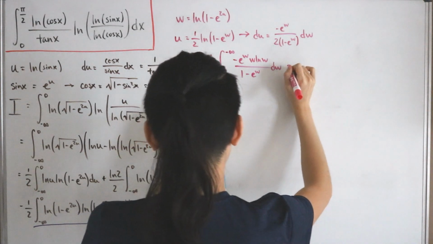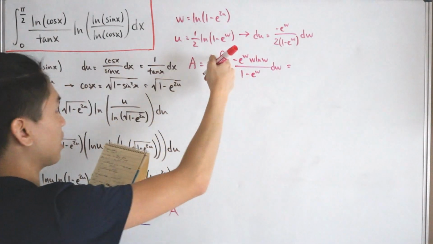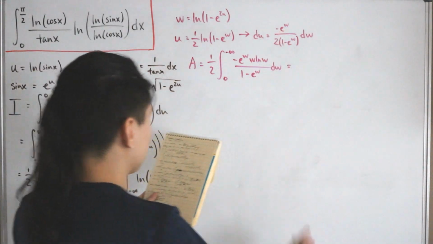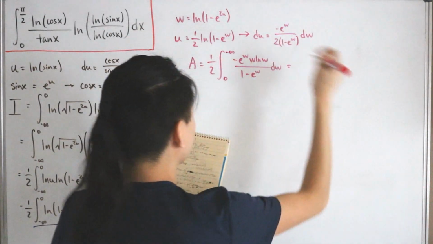Simplifying that even further, we have to change our bounds yet again, because we have negative infinity as the upper bound and 0 as the lower bound, one smaller than the other. So we switch them, and that cancels out the negatives.